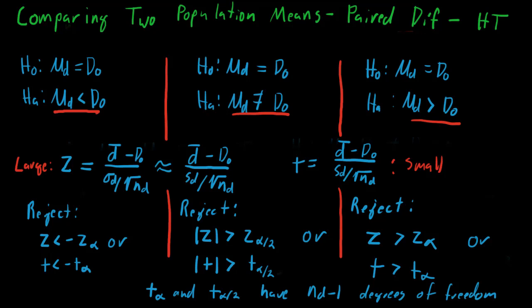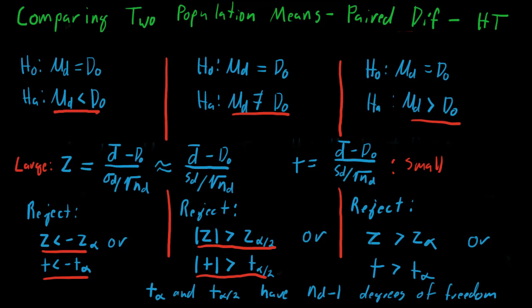And we have the same rejection regions as we've had in the past, where we have z is less than negative z alpha, or we can do t is less than negative t alpha for the small sample, when we're doing the one-sided test on the left side. We have the absolute value of z is greater than z alpha over 2, and the absolute value of t is greater than t of alpha over 2 for the small sample, when we're doing the two-tailed test, so mu d is not equal to d naught for our alternative.